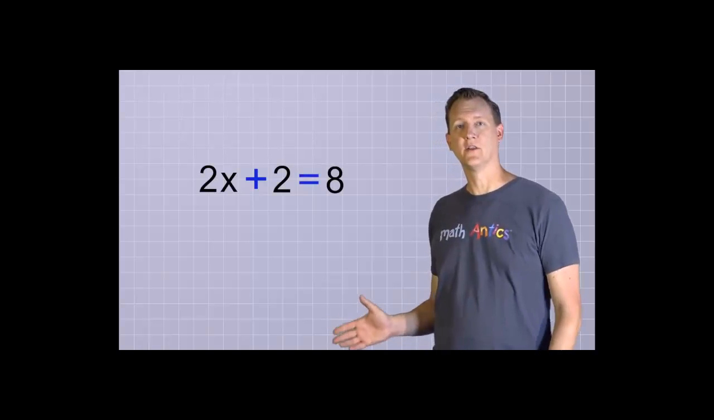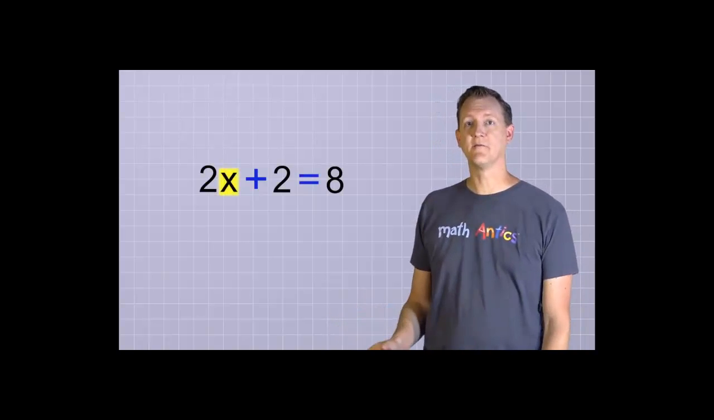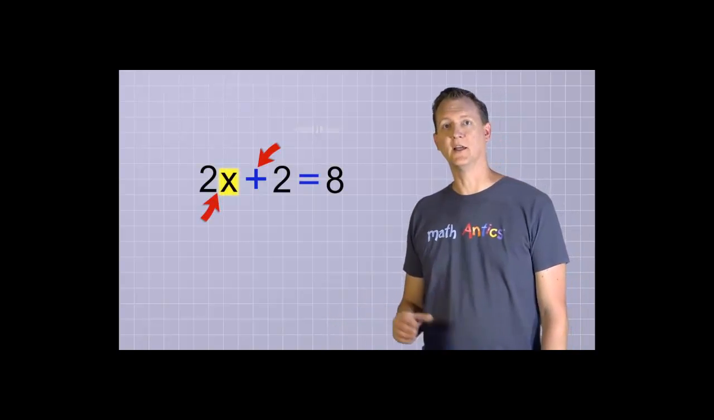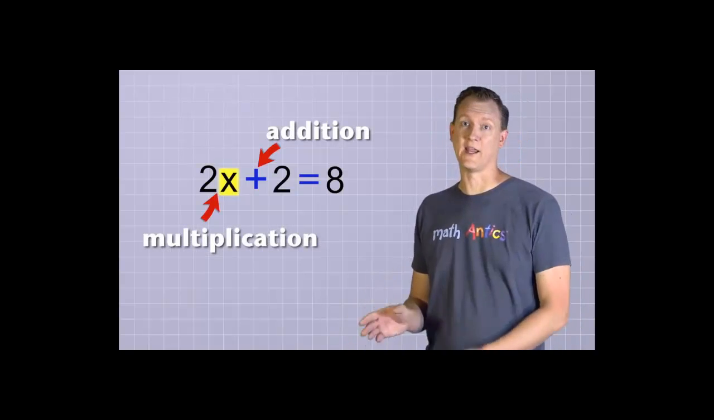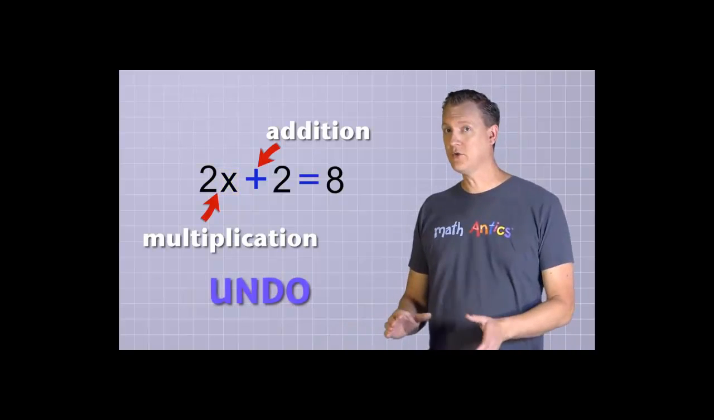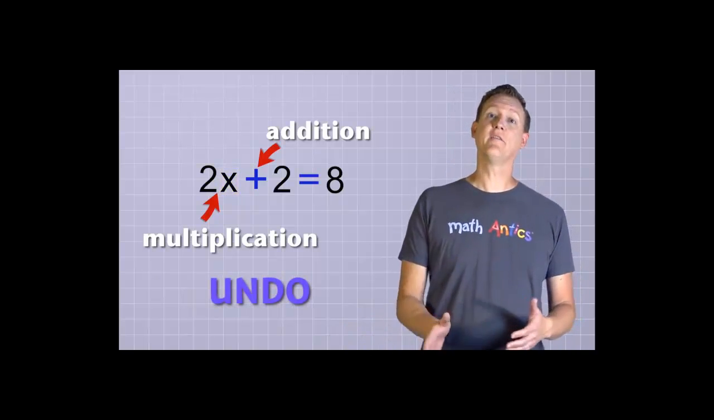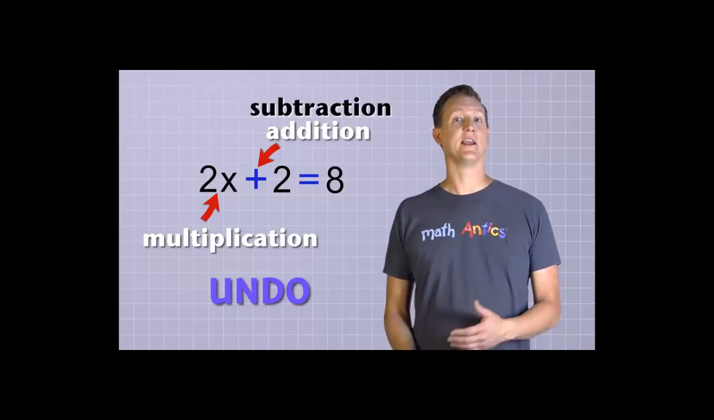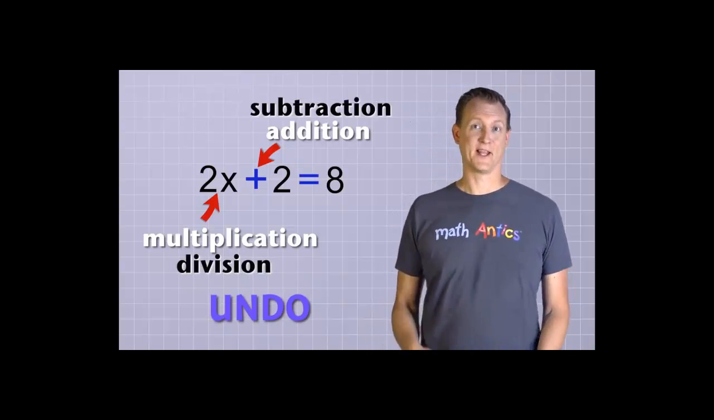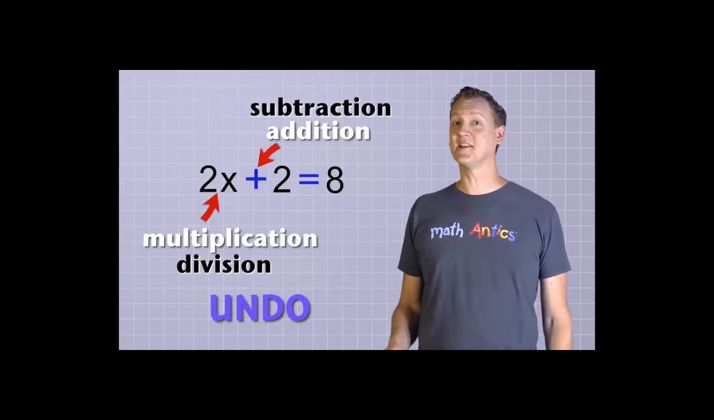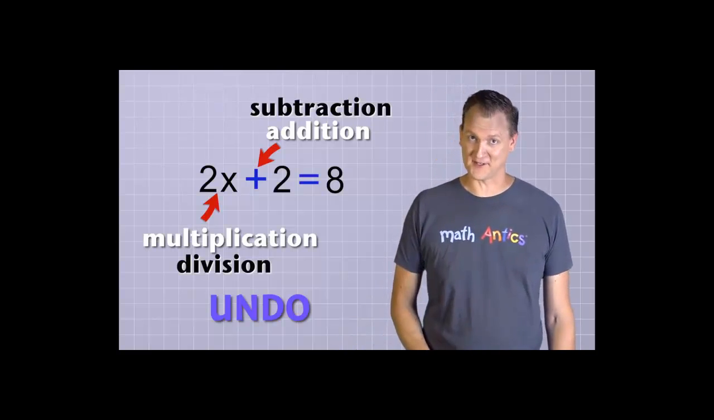In this equation, the unknown value, x, is involved in two different operations, addition and multiplication, which is implied between the first two and the x. And to undo those two operations, we need to use their inverse operations, subtraction and division. But the question is, which one should we do first? Like many things in life, the order we decide to do things in can make a big difference.